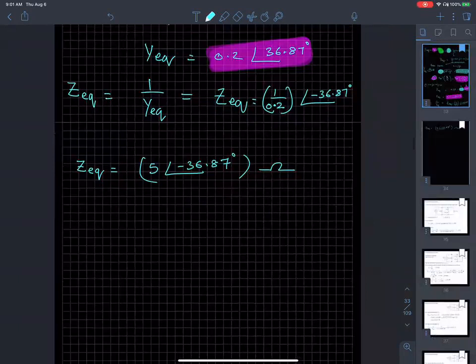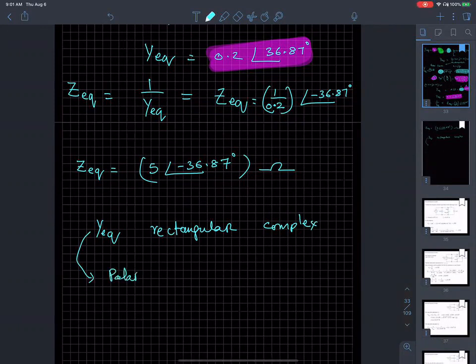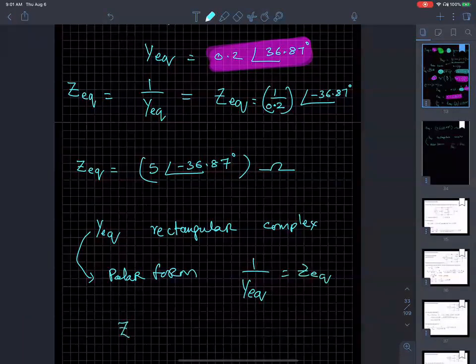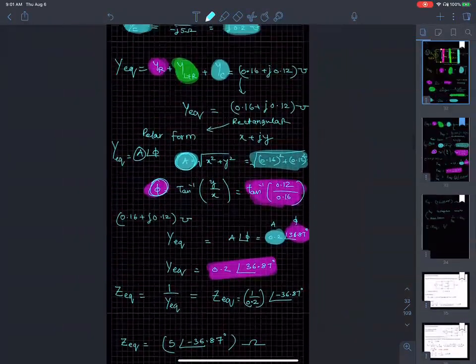Yes. So all I have done is to find Y equivalent in the rectangular form as a complex number. Then I translated Y equivalent to polar form. Then I found 1 over Y equivalent to be Z equivalent. Once I have a Z equivalent, I should be able to find V. V is Z equivalent times I. So let me go back really quickly.